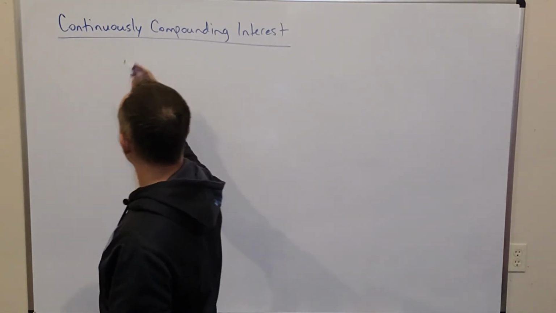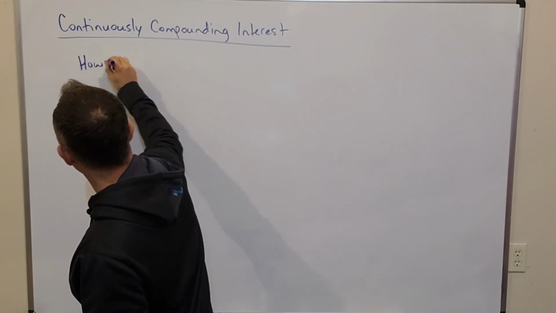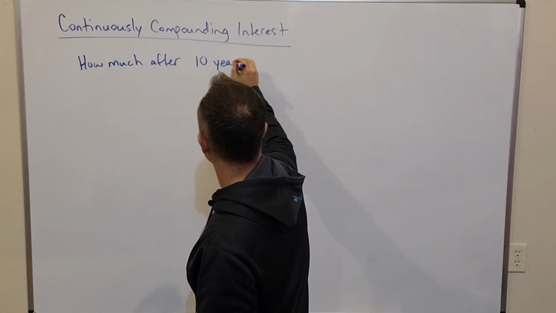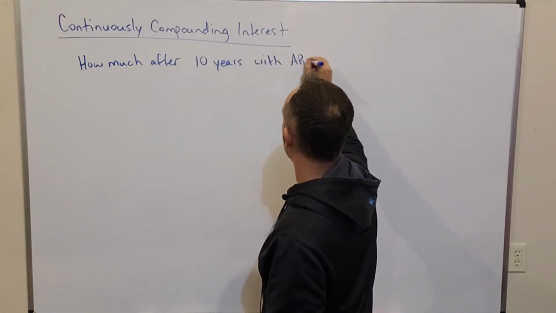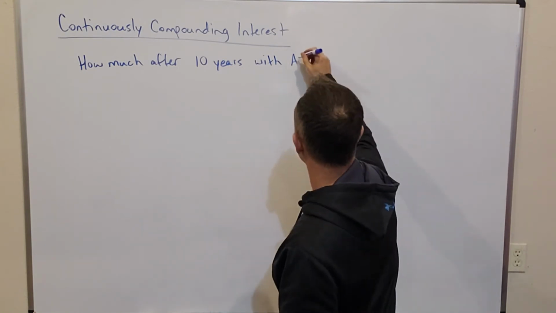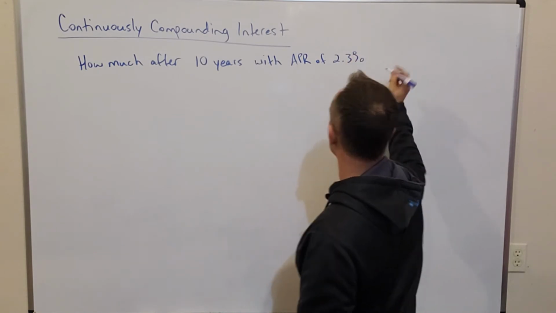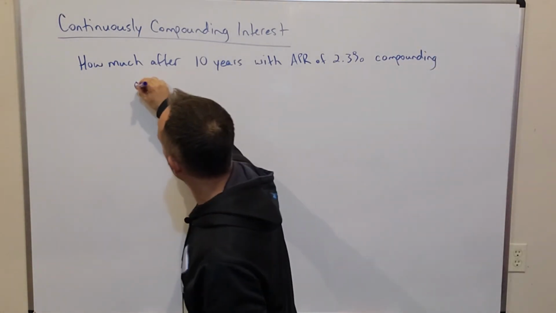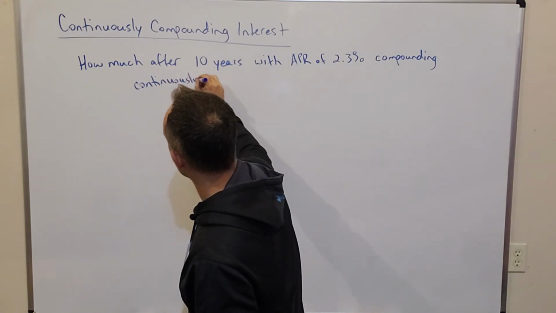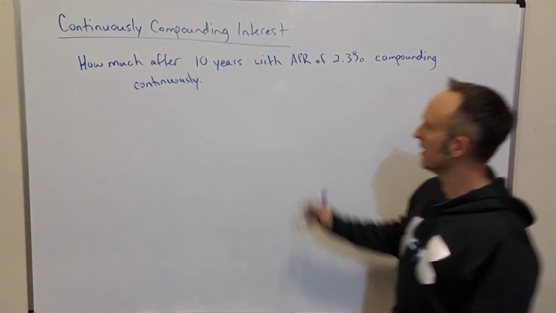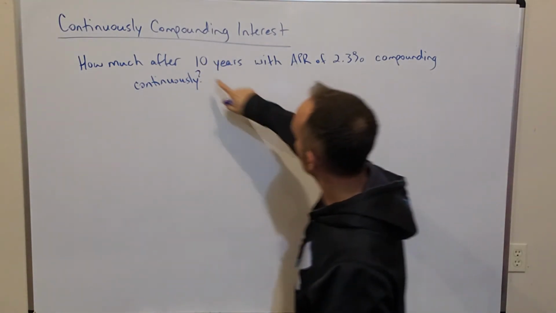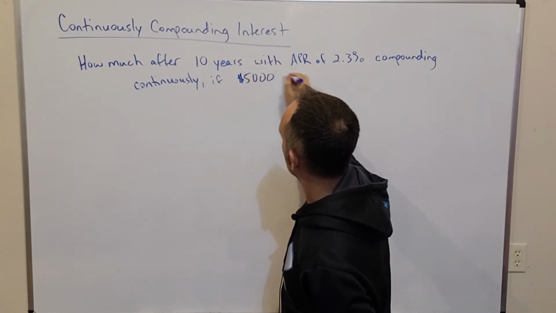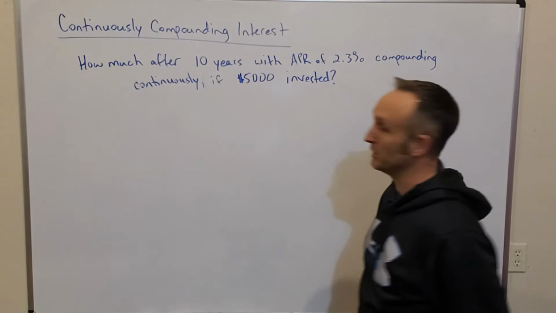But let's say, how much after 10 years with an annual percentage rate of 2.3% compounding continuously. Compounding continuously. Not yearly, not monthly, not quarterly, always. So how much is in an account if $5,000, let's make that our principal, if $5,000 is invested. Guess we need to know that, right?